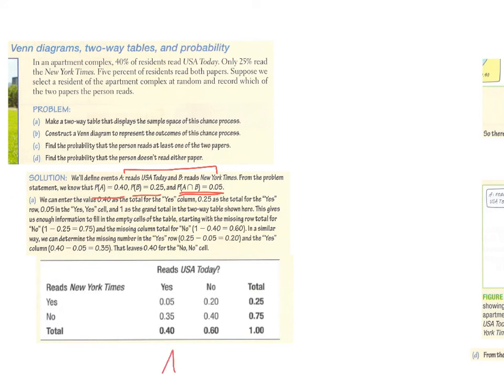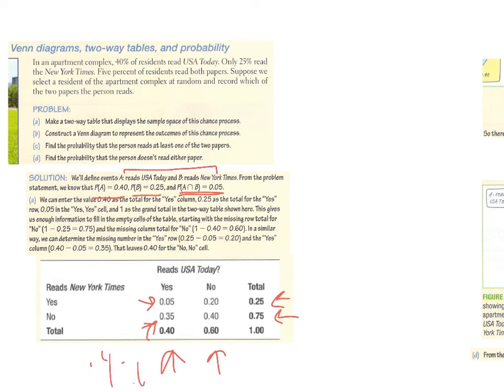Okay, I can write that 0.4 of them is my total of the ones that read USA Today, which means 0.6 of them do not, because they either read it or they do not. I know that 0.25 read the New York Times, which tells me that 0.75 do not read the New York Times. I also know that 0.05 read both of the papers, so that leaves 0.35 to only be reading USA Today. And I can do that for my total, right?